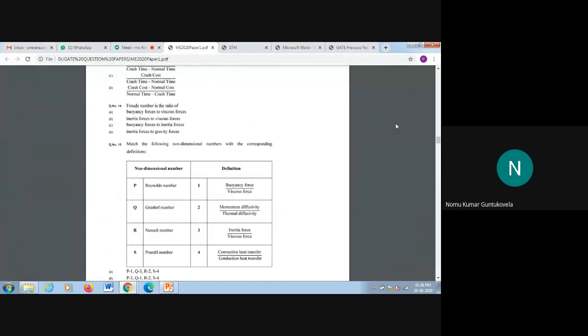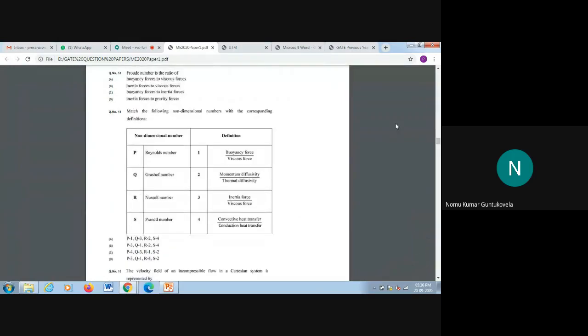Now the next question: the Froude number is the ratio of what? Here we have the options: buoyancy forces to viscous forces, inertia forces to viscous forces, buoyancy forces to inertia forces, and inertia forces to gravity forces. So we go with inertia forces to gravity forces.